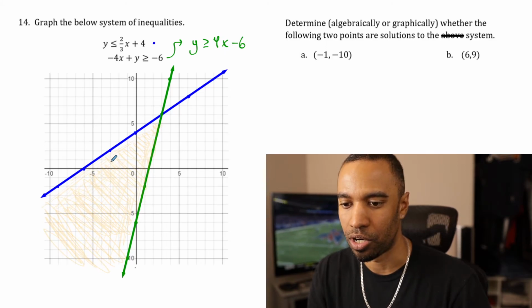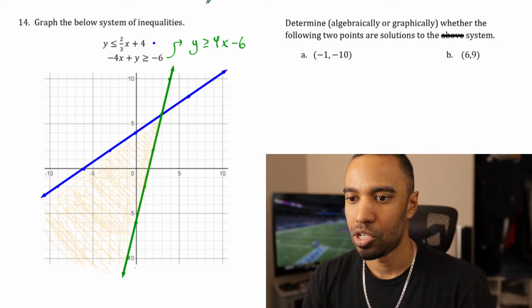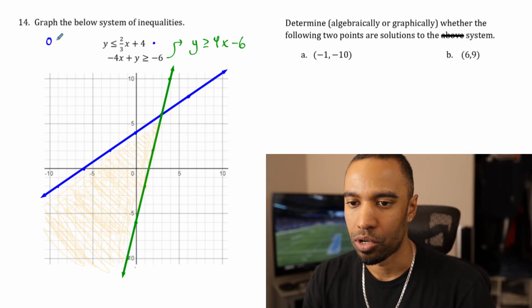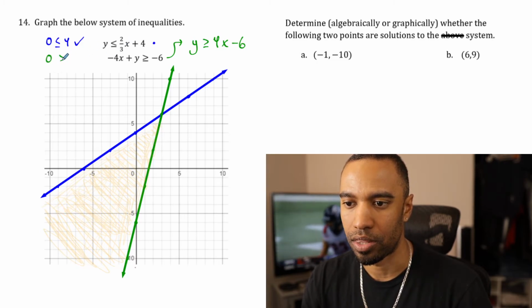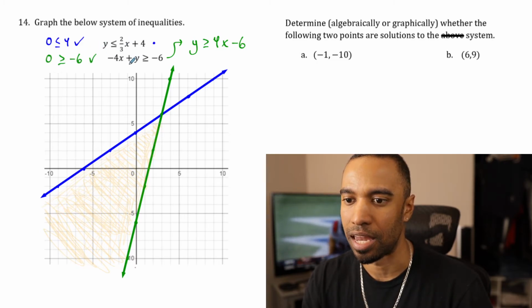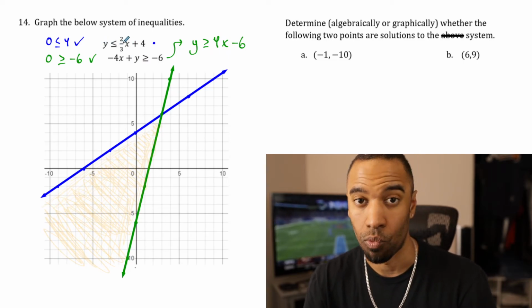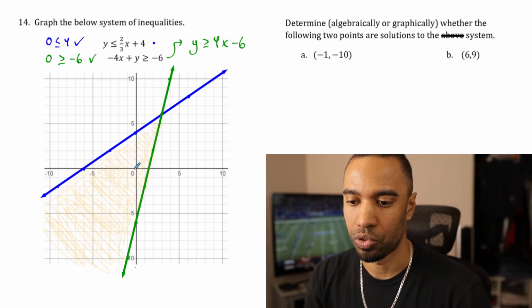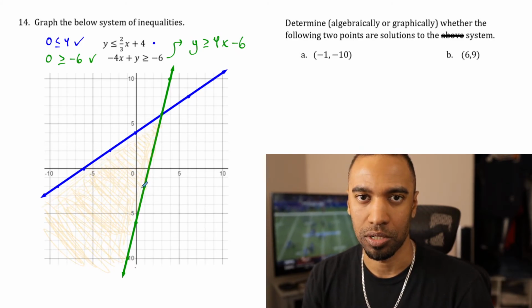which includes 0, 0. It's a good double check just to check it out. So let's try 0, 0. It should work for both. So 0 is less than or equal to 4, yes. And then 0 is greater than or equal to -6, yes. Again, all I did was I substituted 0 for x and y. I wrote out the inequality. Because it made a true statement, 0, 0 is a solution that works alongside everything else within the region.